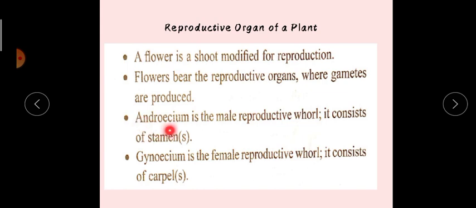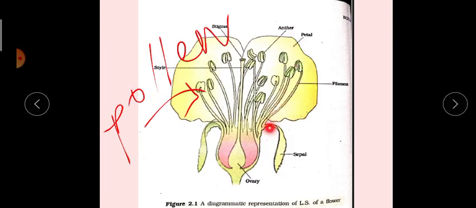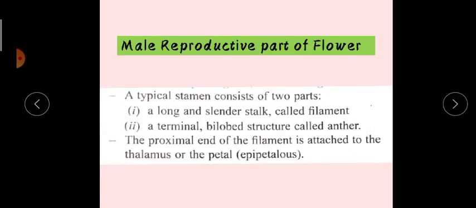Androecium is the male reproductive whorl, it consists of stamens. And gynoecium is the female reproductive whorl, it consists of carpels. So these are stamens, and this is called androecium, and this is your gynoecium, and it consists of this carpel. In the stamen you will see a long slender stalk, it is called the filament.